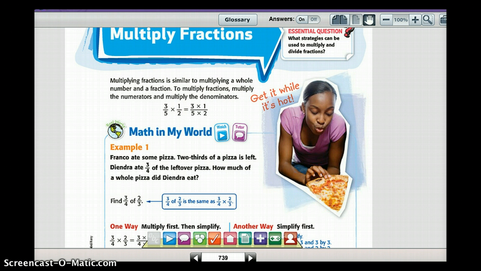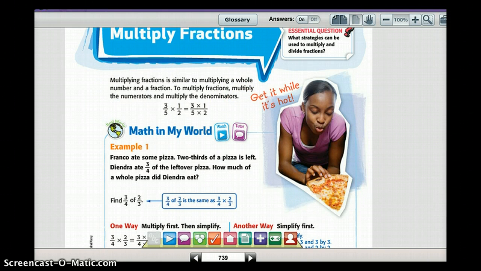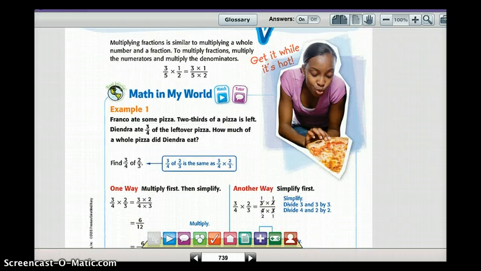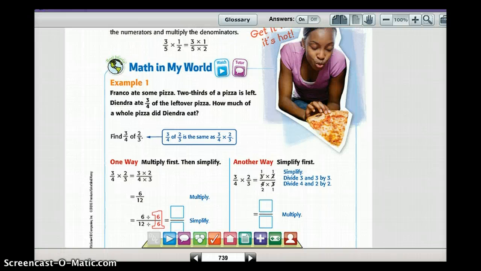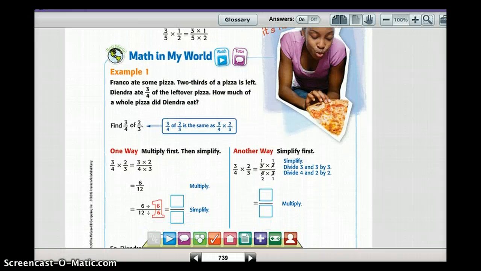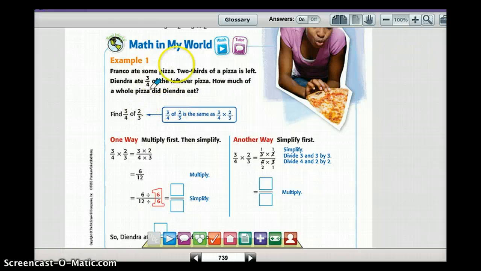All right, and here's an example in our book on page 739. So as it says up here, multiplying fractions is really the same thing as multiplying a fraction by a whole number, which we already learned, because we turned that whole number into a fraction. So you multiply the numerators and you multiply the denominators. So let's say we have, it says that there's 2/3 of a pizza left, and remember that "of" is key that we're multiplying here. And they ate 3/4 of the leftover pizza. So how much of a whole pizza did Deandra eat?